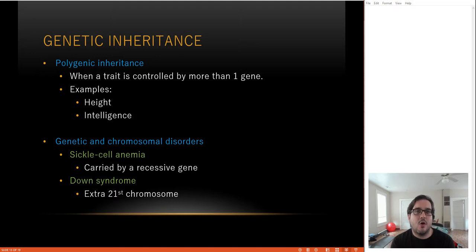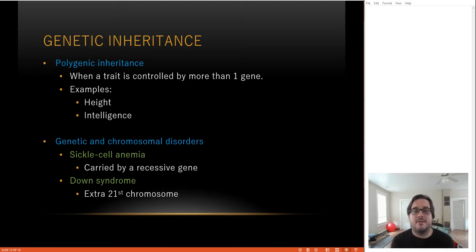And then we can also talk about genetic and chromosomal disorders. So something can go wrong with the genes, with how the DNA is coded, and something can go wrong with how chromosomes are inherited. I've already talked about sickle cell anemia. This is a trait that is carried by a recessive gene. So if your mom or dad have a copy of this gene, it's very possible that they don't have the trait, but if your mom and your dad both had this recessive gene, you could have inherited both recessive copies, and therefore you have sickle cell anemia even though they don't.